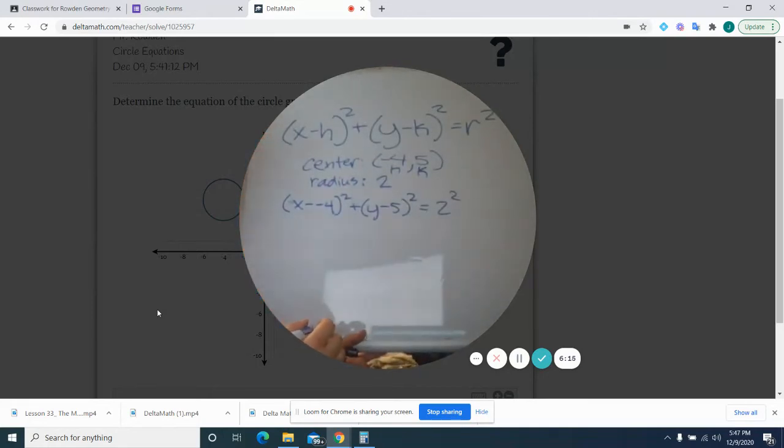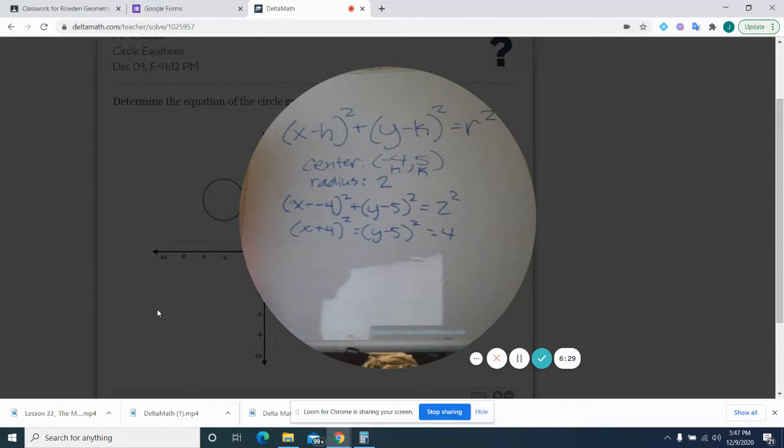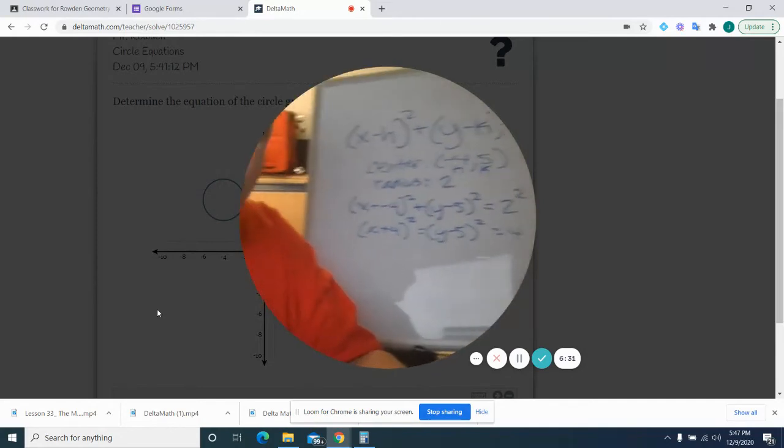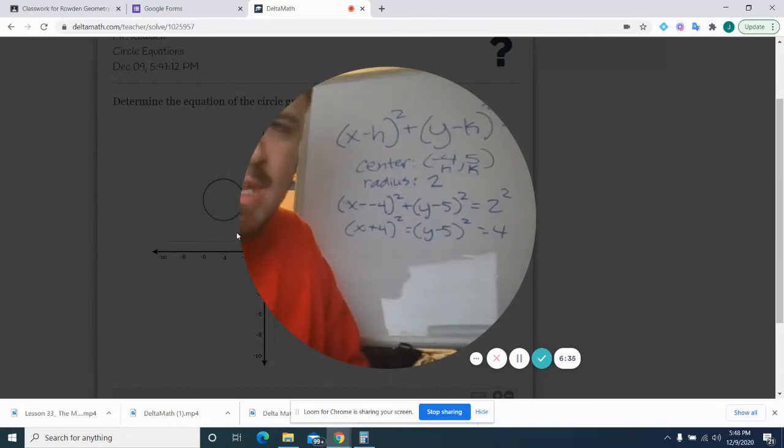Now simplify anything that needs to be simplified. Remember, when you do a minus, it'll just be x plus 4 squared plus y minus 5 squared equals 2 squared, which is 4. So it'll be x plus 4 squared plus y minus 5 squared equals 4. So let's try that.